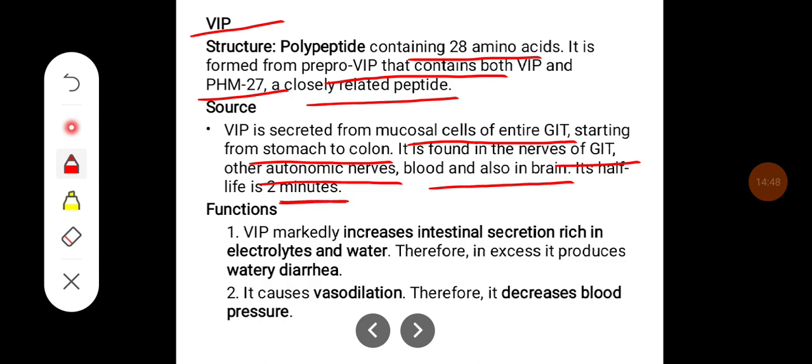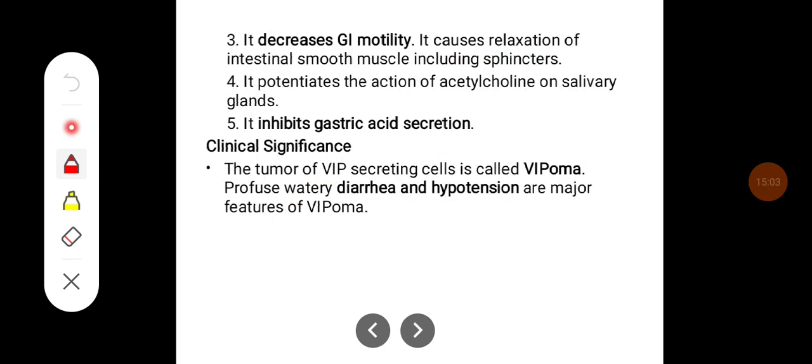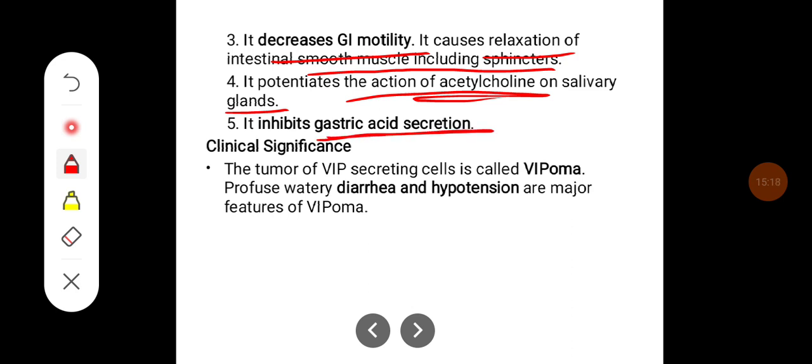VIP markedly increases the intestinal secretion rich in electrolytes and water. Therefore, in excess, it produces watery diarrhea. It also causes vasodilation, therefore, it decreases the blood pressure. It decreases the GI motility. It causes relaxation of the intestinal smooth muscle, including sphincters. It potentiates the action of acetylcholine on salivary glands. It inhibits gastric acid secretion.